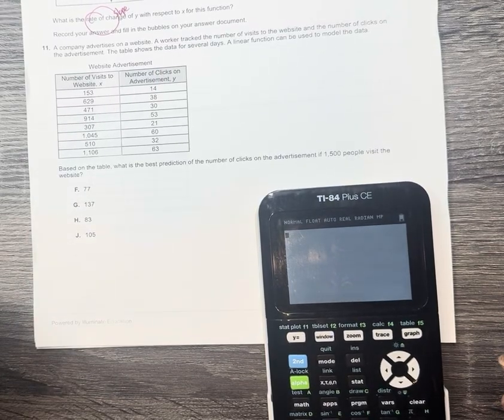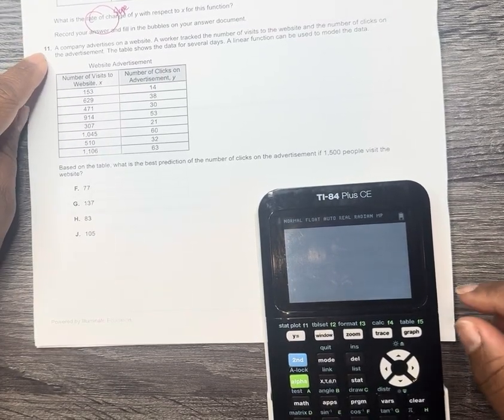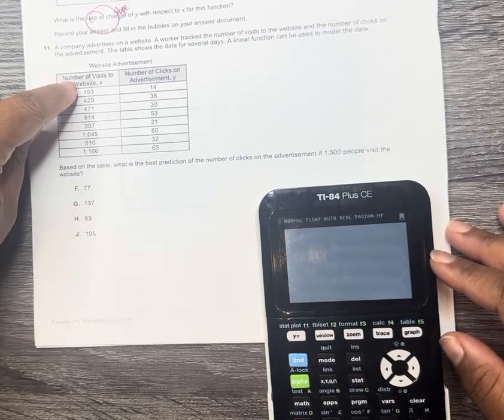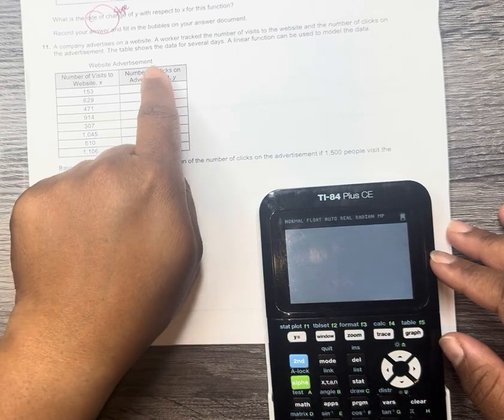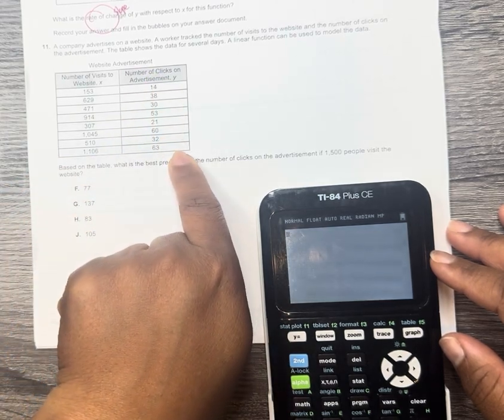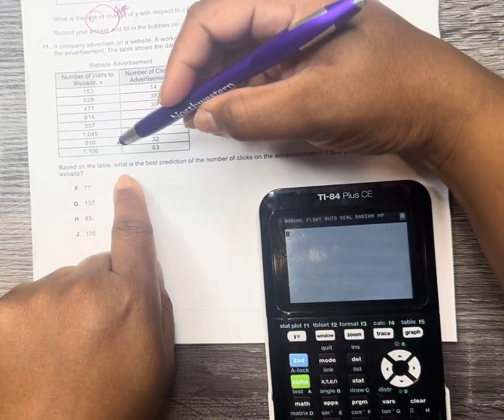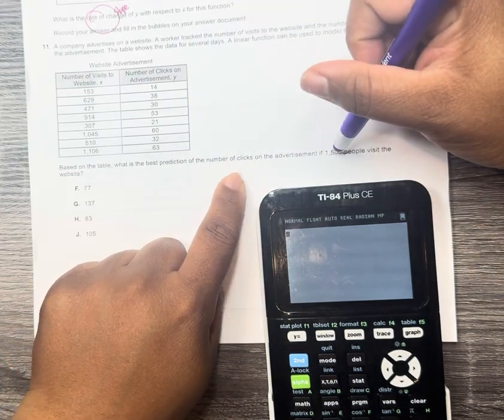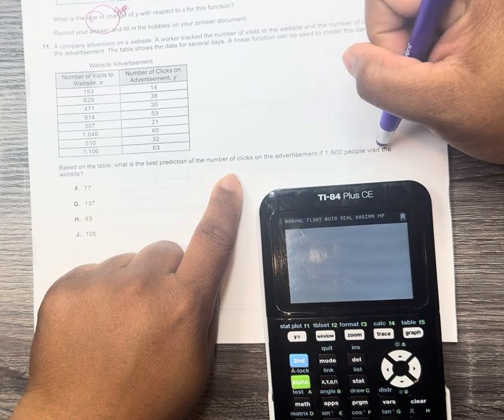All right, here's part 2 of our review, starting at number 11. So here we're given all this information. We're told that the number of visits are represented by X and the number of clicks to this website is represented by Y. This says, based on the table, what is the prediction of the number of clicks of the advertisement if 1,500 people visit the site?